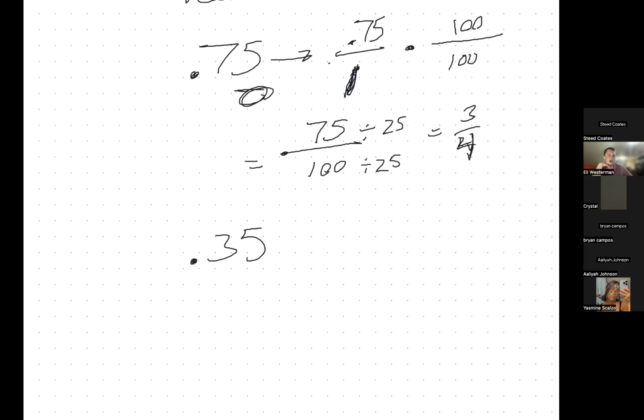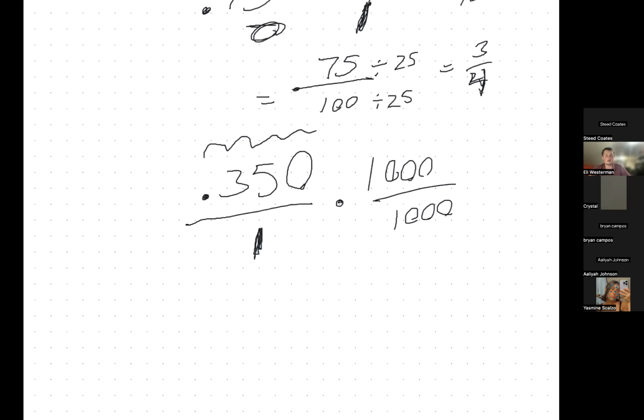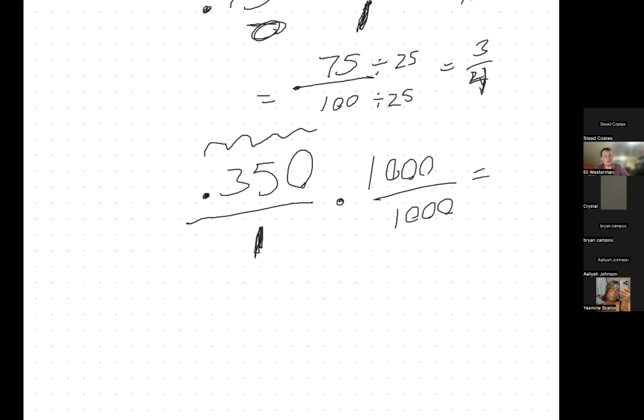I'm gonna do 0.350. Okay. Now I'm going to divide this by 1, and I'm going to multiply it by 1,000 over 1,000, because now there are 3 places. So I'm going to want it to have 3 places. So I'm going to get 350 over 1,000, and I'm going to divide the top and bottom. Let's divide them by 2.